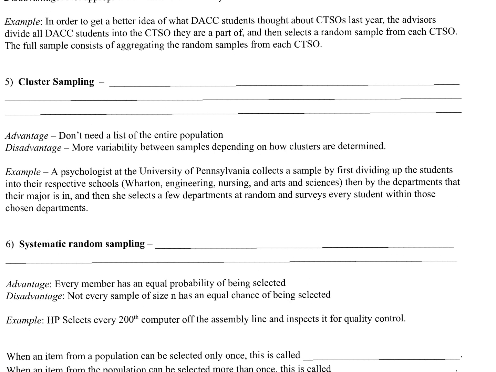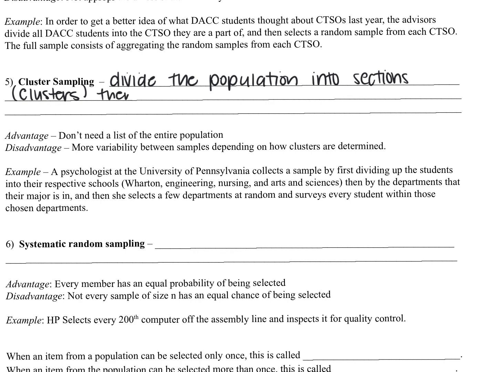The next one is something called cluster sampling. So very, very similar start. You divide the population into sections. Sections are called clusters. Then randomly choose a few of those clusters.